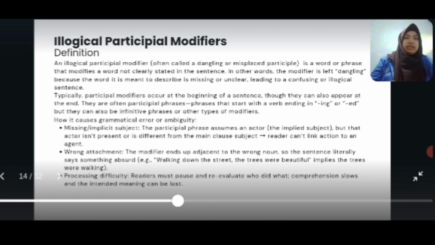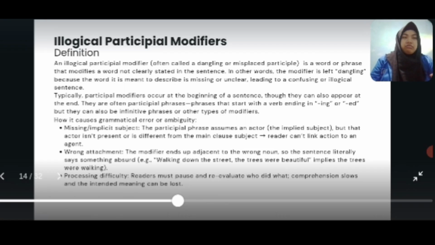Let's move on to the next section, and there is the illogical participle modifier. Let's start with the definition. What is the definition of illogical participle modifiers? An illogical participle modifier, often called a dangling or misplaced participle, is a word or phrase that modifies a word not clearly stated in the sentence.